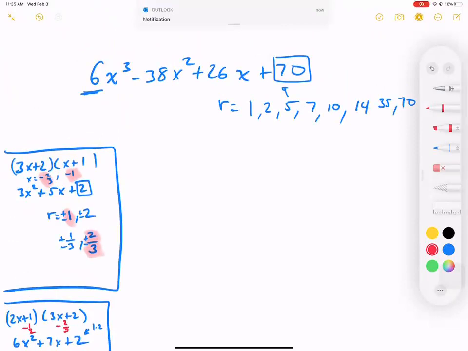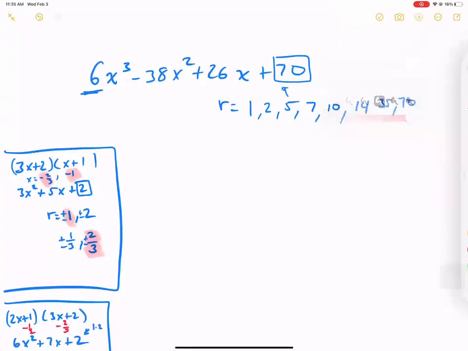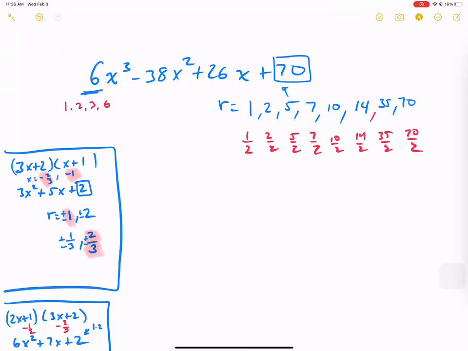Now, it's going to be a lot of writing. And please bear with me for this. We're going to write them all. So, not only are 1, 2, 5, 7, 10, 14, 35, and 70 possibilities, 1 over, okay, to make 6, that's 1 times 2 times 3 times 6. These are all the possibilities to make 6. 1 over 2, 2 over 2, 5 over 2, 7 over 2, 10 over 2, 14 over 2, 35 over 2, 70 over 2. But please pay attention that a lot of these are repeats.